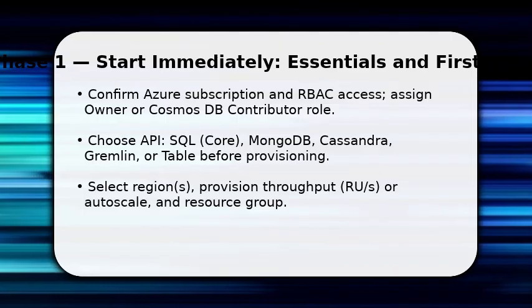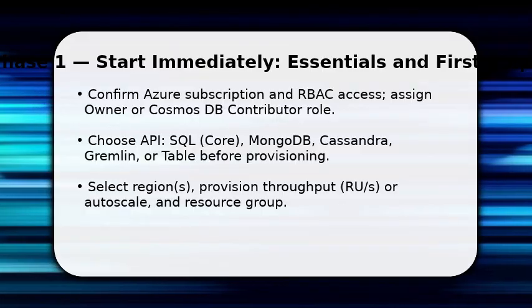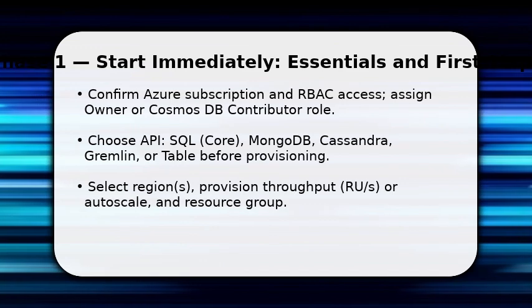Create or reuse a resource group, set network rules if needed, and enable multi-master only if your conflict model supports it. This prevents surprises later when replicating writes globally.